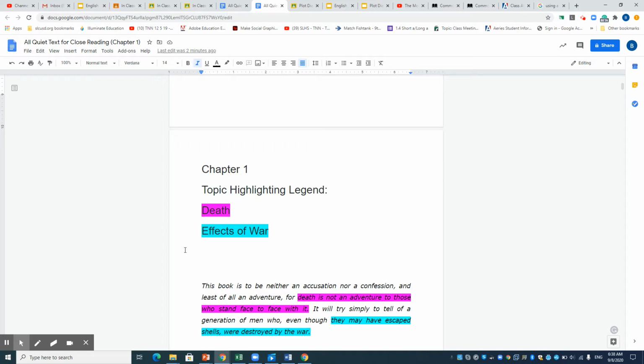So, you see that I have chosen the topics of one, death, and two, the effects of war. So, what I'm going to do now is every place that I find an interesting quote from the text, some part of the text that indicates something about death to me, I'm going to highlight it this pink purple color. And whenever I find something that seems to indicate to me something about the effects of war on the characters in the story, I'm going to highlight that bright blue color or that turquoise color.